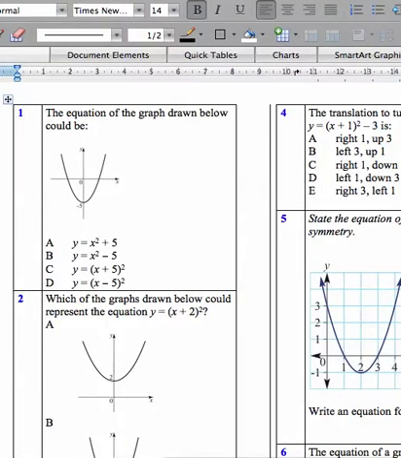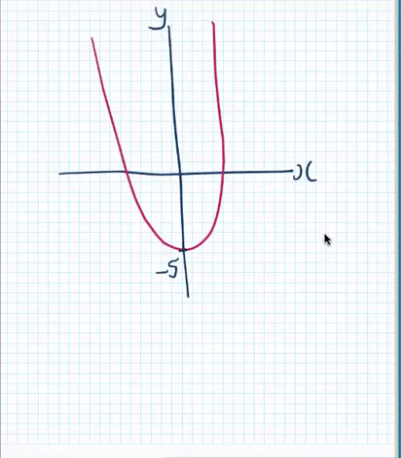And our first question on the practice test is this one here. And it asks us the equation of the graph below could be, so we've got a graph over here and we have to figure out what the equation is for this graph. So this is the graph that's given to us, and based on this information, we have to come up with an equation. So let's see what is actually given to us.